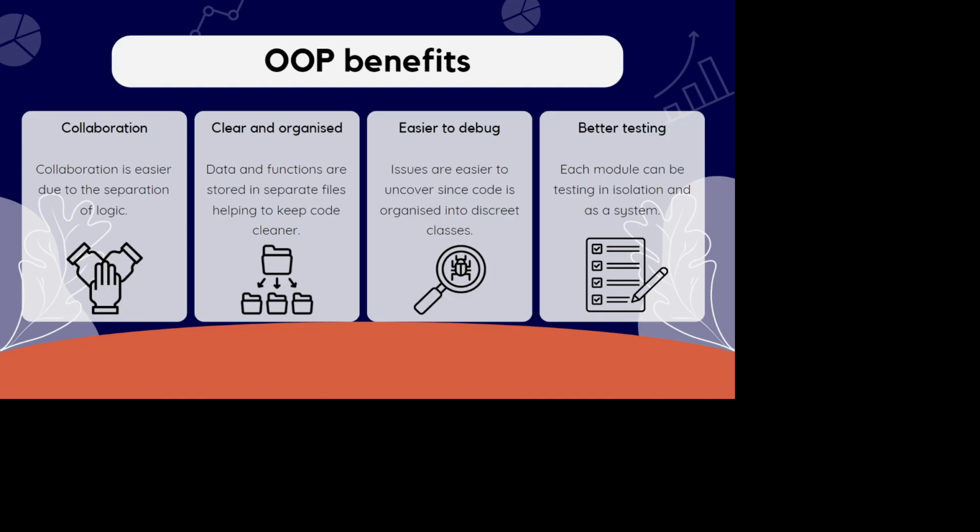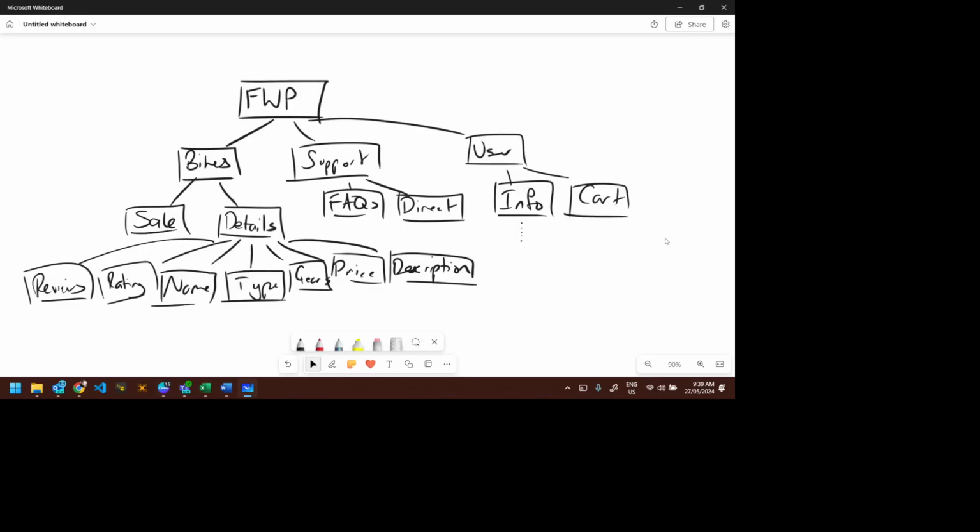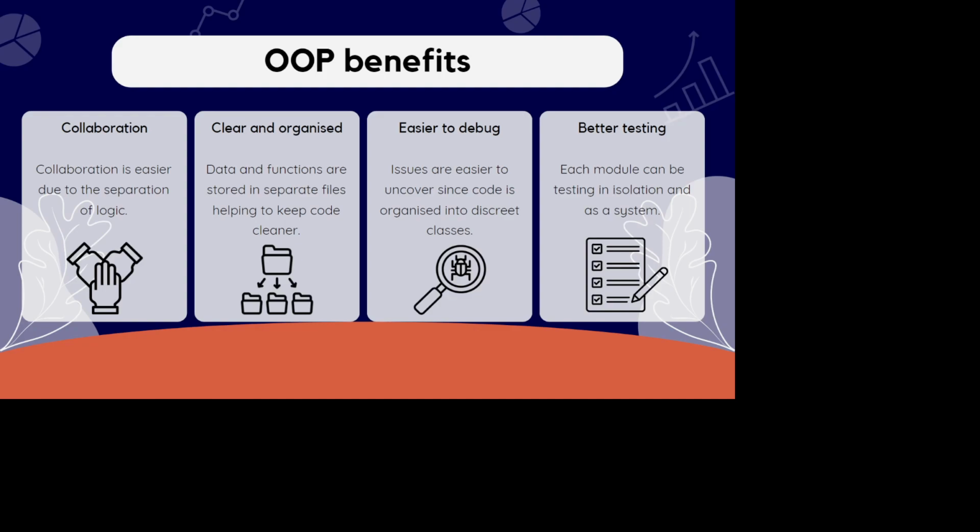Next one, it's easy to debug. If we know there is an issue with the user details in our Fun with Pedals program, we know where to find it. You go down the user section, you go, oh, there's an issue with the cart, you go down the cart section, and you find exactly where the bug is. Usually that's where the bug is going to be. And it creates better testing because we can test all these little boxes by themselves. Then we put them together and test them together, and eventually the jigsaw finishes and we've got Fun with Pedals.